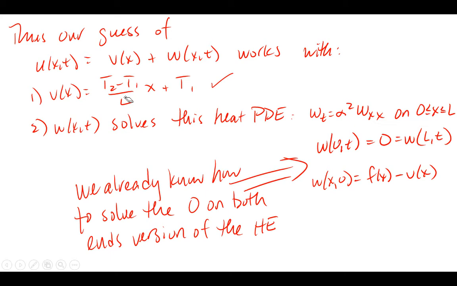That's all easy. But then, of course, you have to actually solve this. And in this case, what we were calling f of x for the Fourier stuff is now my new f of x: the initial temperature profile for the problem minus this equilibrium temperature profile. So it's a very cute trick, right?